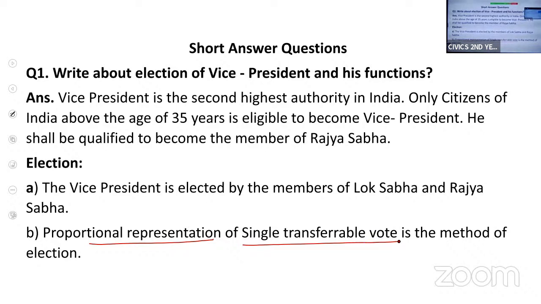See, remember these 2 points. When you talk about election of vice president, he is elected by the members of both the houses of parliament, that is Lok Sabha and Rajya Sabha. And when you talk about the method of election, it is proportional representation of single transferable vote. Here, the members who have voted for the second candidate can transfer their votes to the other person.